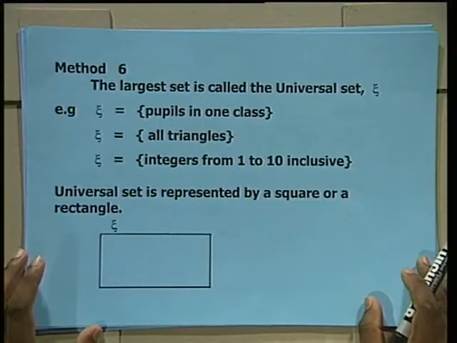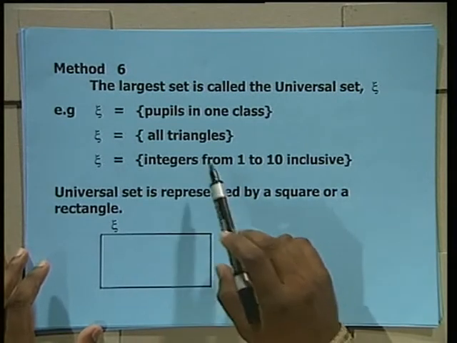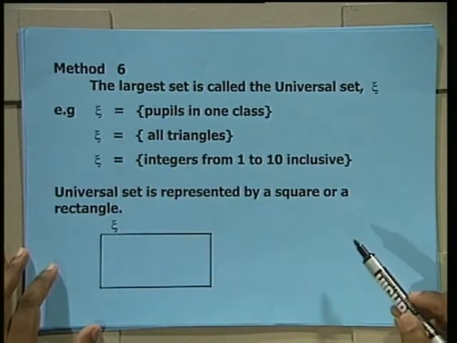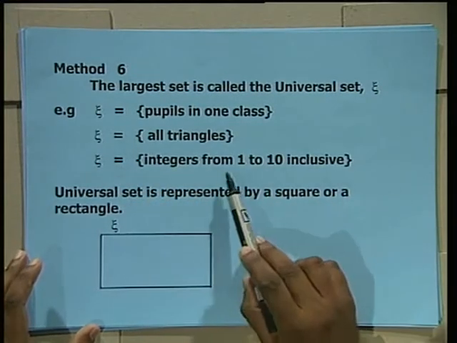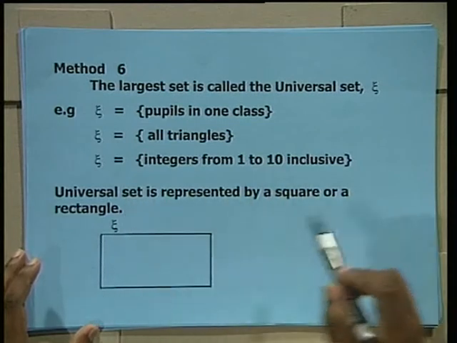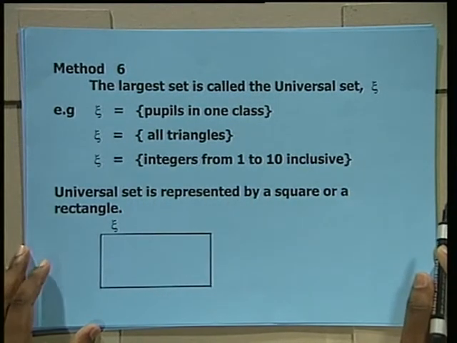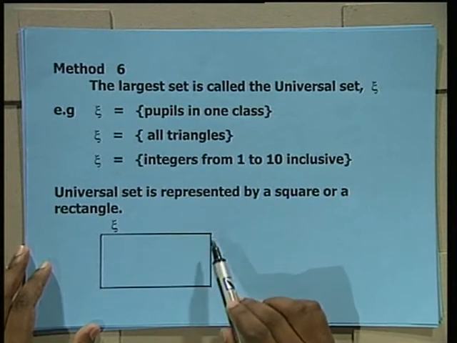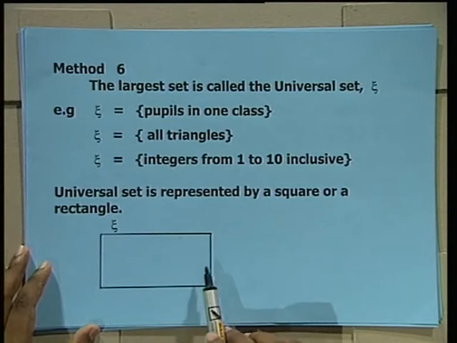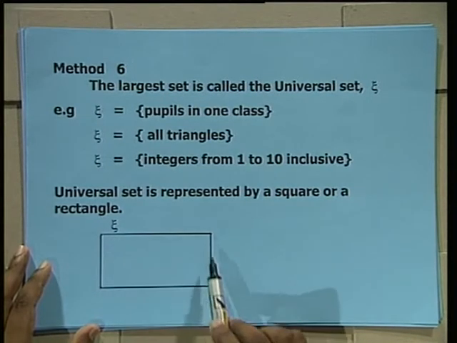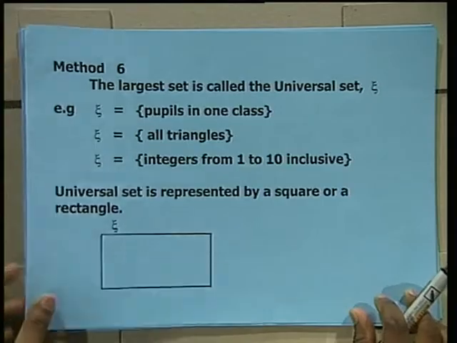The largest possible set that you will be working with is called the universal set. For example, all pupils in a class will form a universal set. The set of all triangles is an example of a universal set. The set of integers from 1 to 10 is an example of a universal set. We represent the universal set by a square or rectangle. That is, all the elements of the universal set will be written either within a square or within a rectangle.